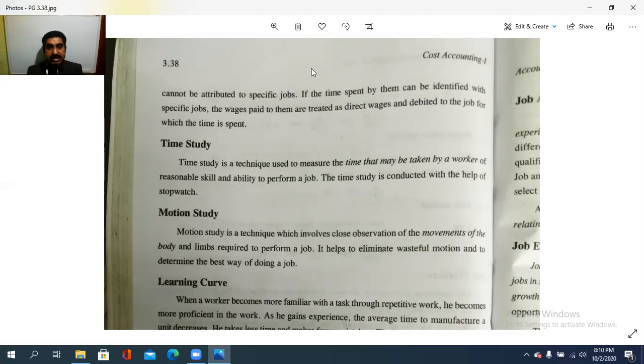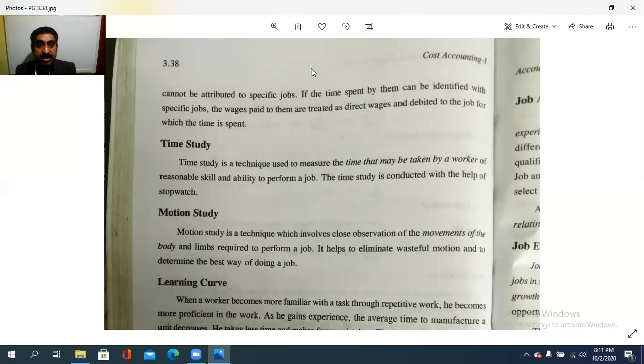So time study is a technique that is used to measure the time that may be taken by a worker of a reasonable skill and an ability to perform the job, and it is to be checked with the help of a stopwatch. While motion study, technique which involves close observation of the movements of the body and the limbs required to perform a job. അതായത് കൈ കാൽ അനക്കുന്നതിനനുസരിച്ച് മൂവ്മെന്റ്സ് ഒബ്സർവിംഗ് ദ വർക്കർ, മറ്റേത് മെഷറിംഗ് ദ ടൈം, അതാണ് ടൈം സ്റ്റഡി.